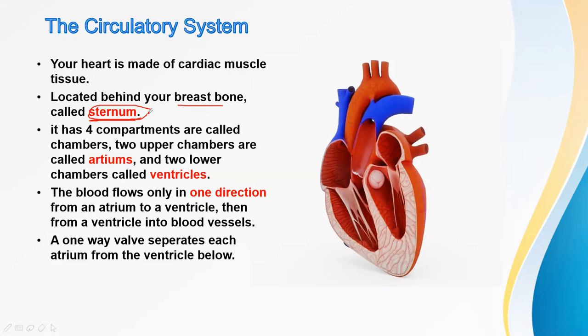Normally, the human heart has four compartments. Compartments means it's like a space, like rooms. These four compartments are called chambers. In a simple way, we can say that our heart has four chambers: 1, 2, 3, 4.